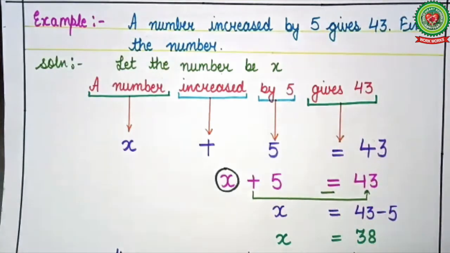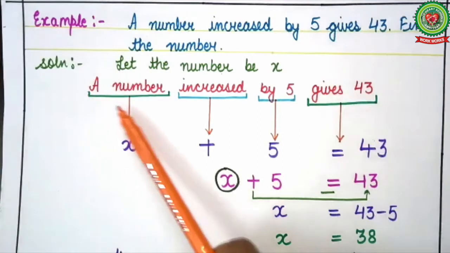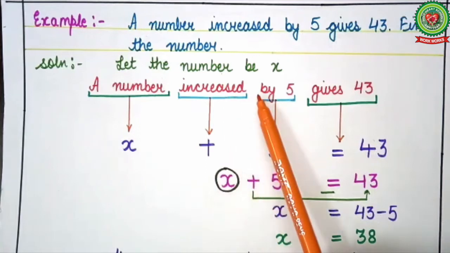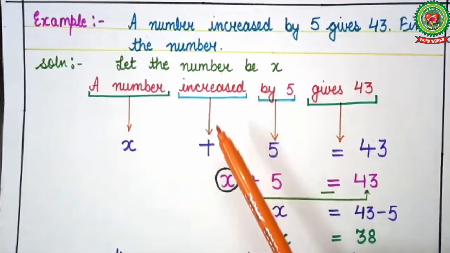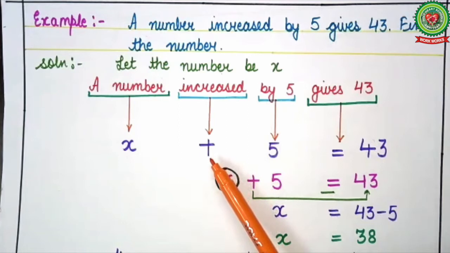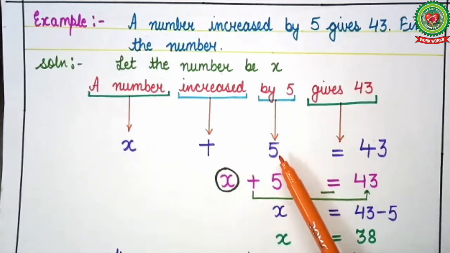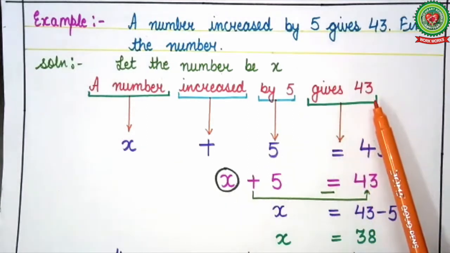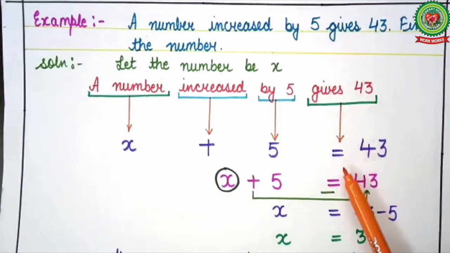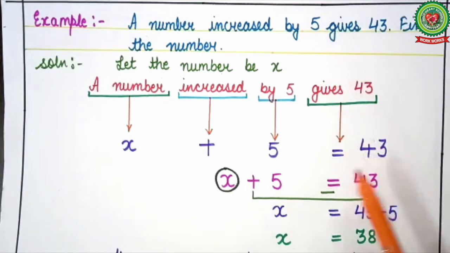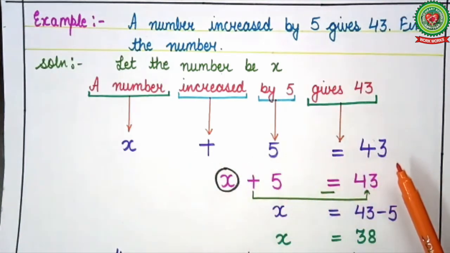Now let's see the meaning. A number: here I have let the number be x. Increased by means sign of plus. 5. Gives 43 means equals to 43. Now we have got one linear equation.